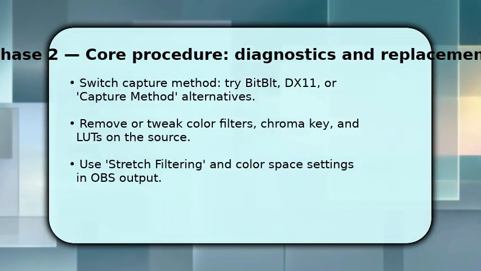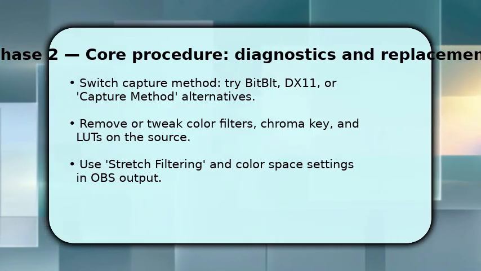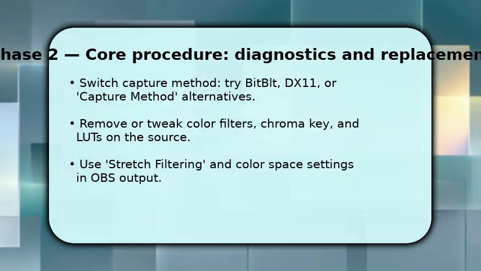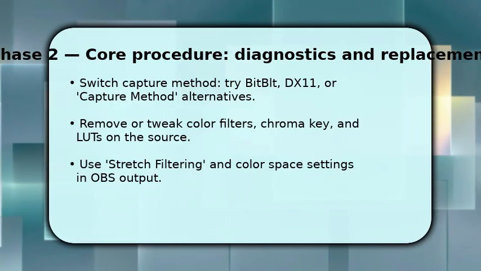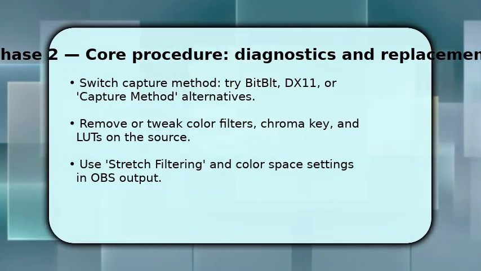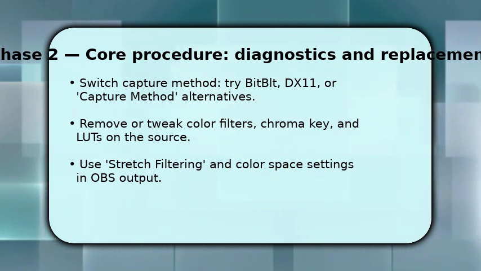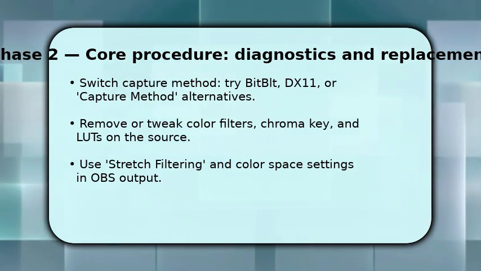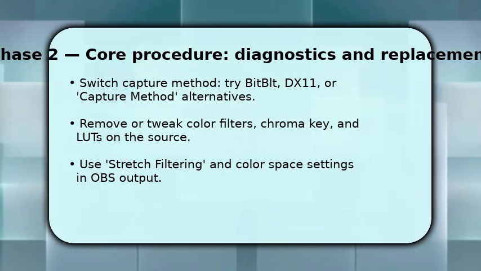Then open filters for the source and disable color correction, LUT, or chroma key temporarily to see which one causes the halo. Once you find the culprit, adjust thresholds and similarity, or replace the LUT with one that matches the scene's color space to prevent yellow fringing.